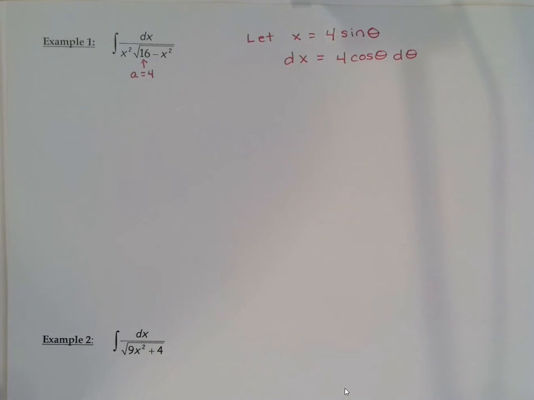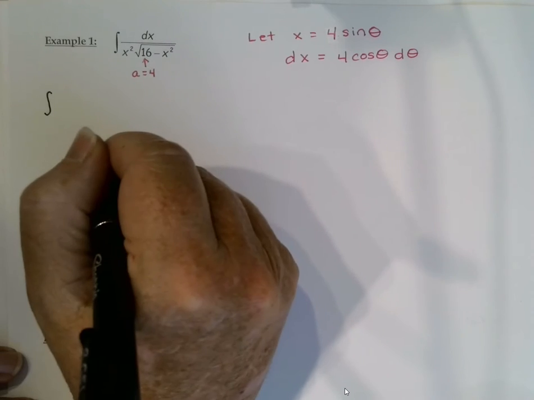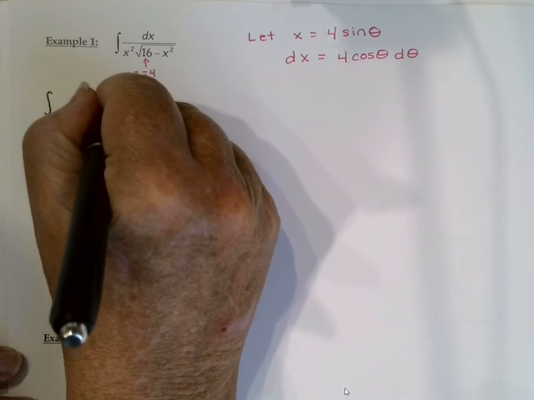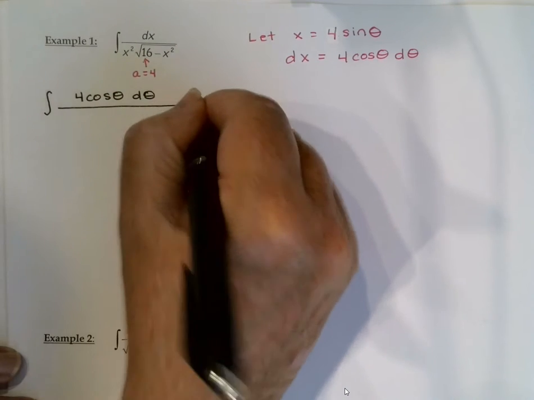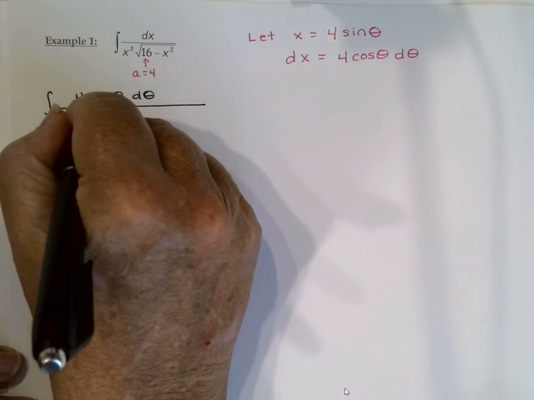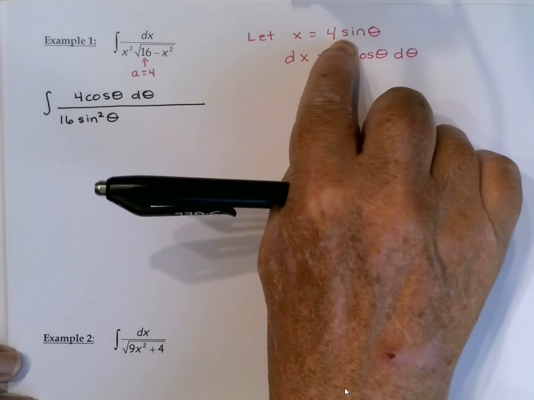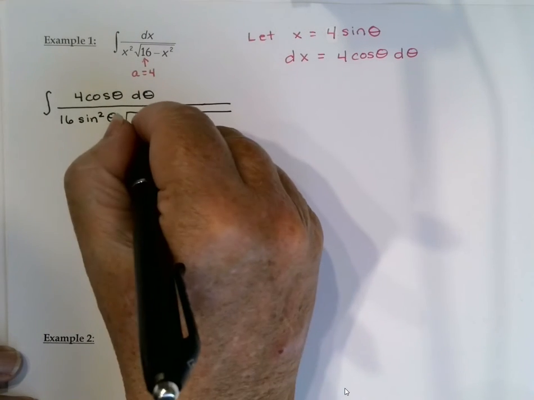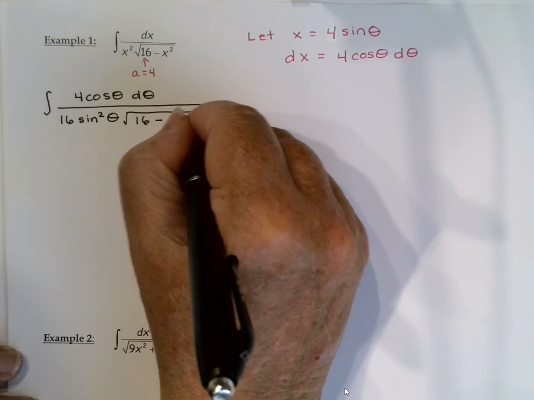And so with that, I'm going to go ahead and substitute into my integral. The top dx becomes 4 cos theta d theta. And on the bottom, I've got x squared. That would be 16 sine squared theta, just squaring my x. And then under the radical, 16 minus that same x squared.